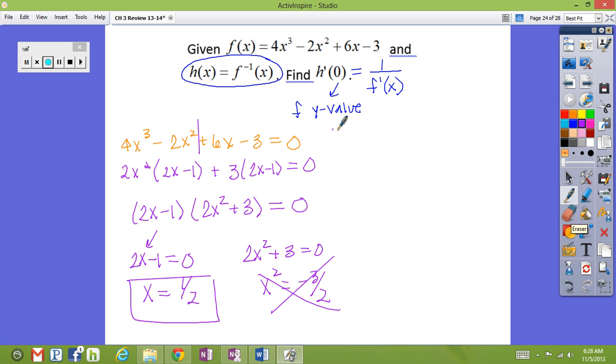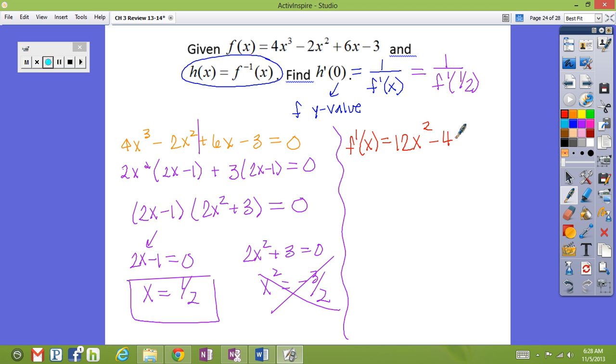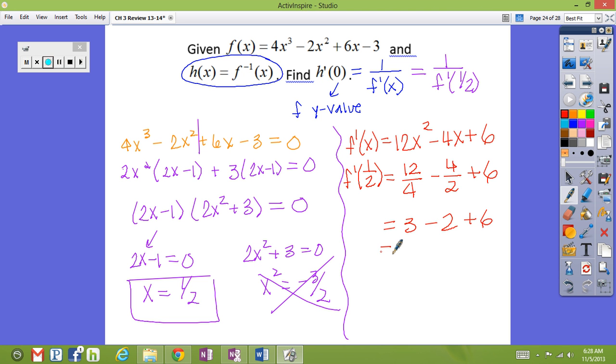Therefore, I now know that if I can find f prime of 1/2, then I can find h prime of 0. So it's an easy derivative to do, because it's just the power rule. f prime of x is equal to 12x squared minus 4x plus 6. So f prime of 1/2 would be 12 over 4 minus 4 over 2 plus 6. So I get 3 minus 2 plus 6, and I get 7. Therefore, h prime of 0 is equal to 1 over 7. That's the answer.